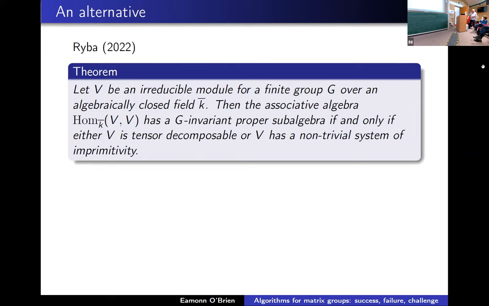So there you are. What does this say? This says, suppose we've got an irreducible module over an algebraically closed field. The associative algebra has a G-invariant proper subalgebra if and only if it's either tensor decomposable or has a non-trivial system of imprimitivity. Okay. So the algebraically closed field, we can fudge that, we just have to go up to an appropriate extension. The difficulty with this, it does underpin an algorithm, but the difficulty is the dimension of the matrices which you end up working with. You start out with nice D by D matrices, and you potentially end up in the world of D to the fourth as the size of the matrices. That would be okay. That would still give you a polynomial time algorithm.